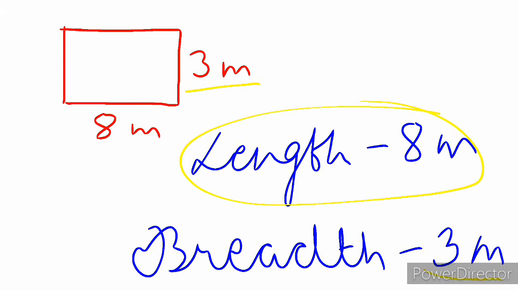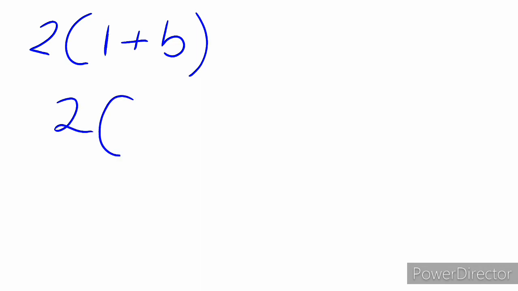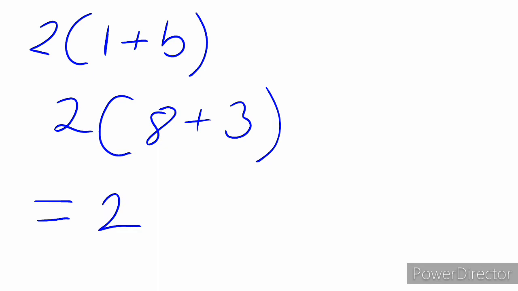To solve this question, let's go to the next sheet. We will first of all apply the formula, that is 2 into length plus breadth, and then we will fit the values here. With this you can get your answer easily. The answer will be 22, right? So this is your answer. This rectangle formula is really very easy.